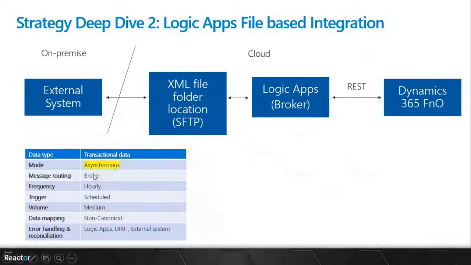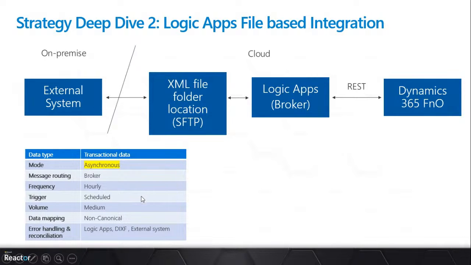So it's an asynchronous process. However, in this case, the message routing is used as a broker. This is also one of the strategies we have seen in the previous slide. So as a broker, we are using the Logic App, which is connected to the local file, the SFTP file, XML file folder location, and having an asynchronous call with the Dynamics 365 FNO. It's asynchronous in nature. That's the reason it is scheduled.